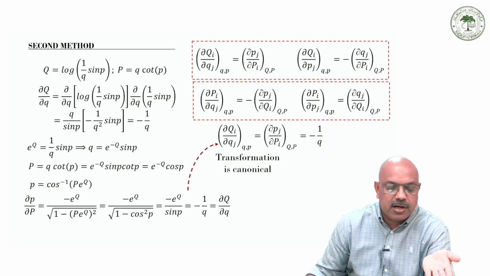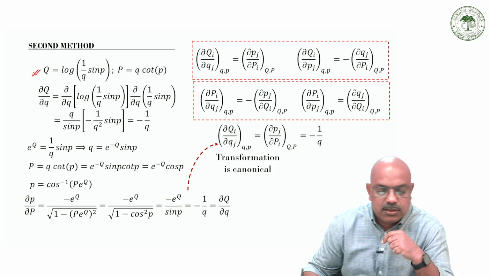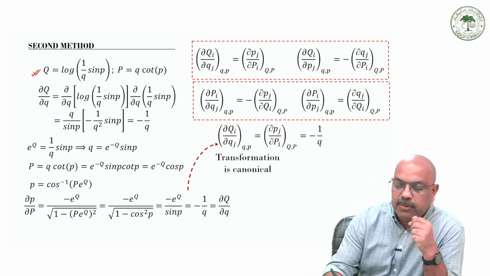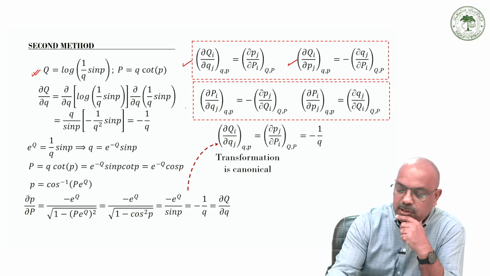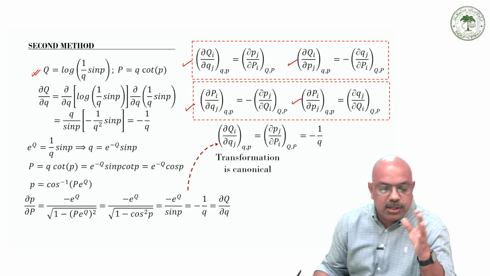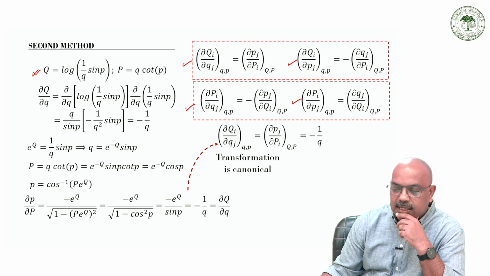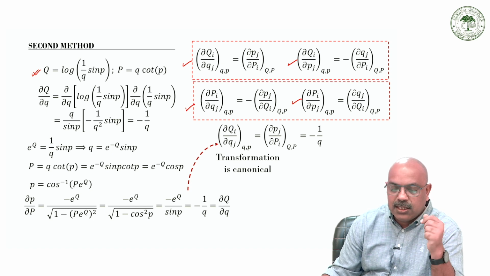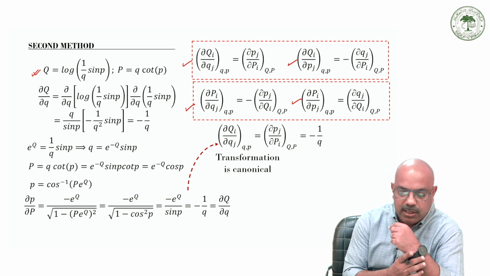Now let us try to look at this particular problem from the second method, to check if this transformation is going to be canonical. If you remember, we established that these are the four partial differentials. If any one of these is fulfilled, depending upon what kind of transformation is given, then that transformation is going to be a canonical transformation.